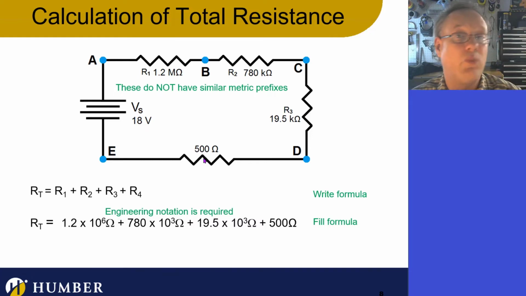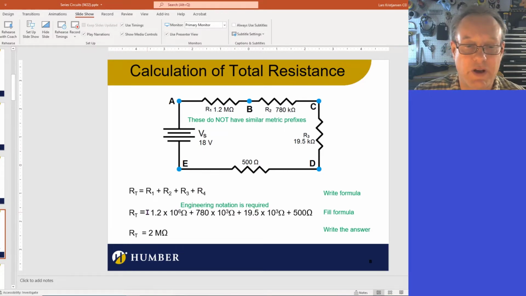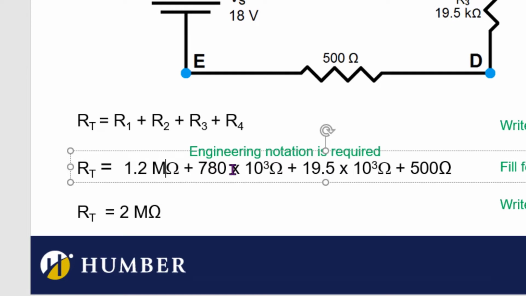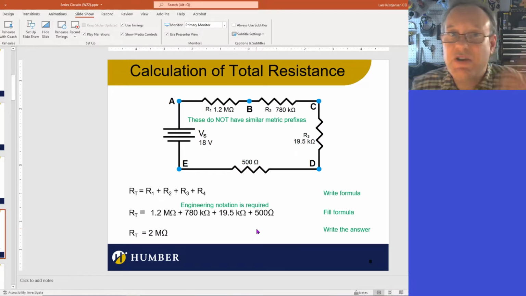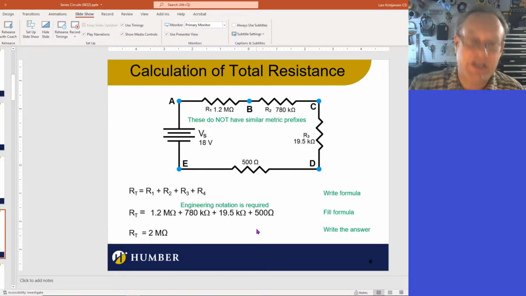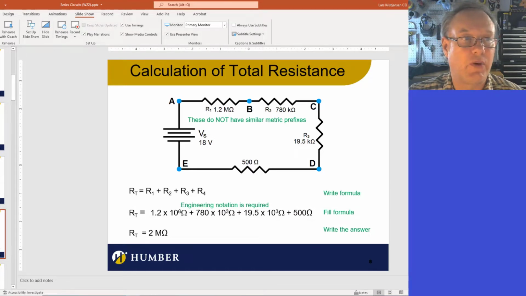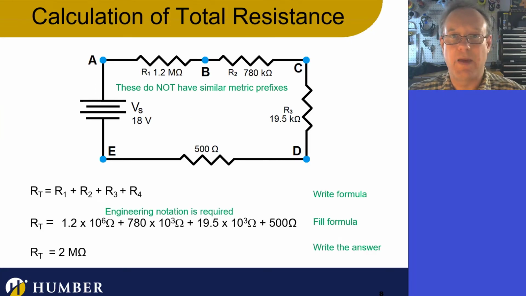Now, if you really wanted to, you could write this like this. Let me go over here. You could change this to mega. You could change this to kilo. You could change this to kilo, and you could just do that. And you can write your formula that way. But you just have to make sure when you put it in your calculator, you do it like that. Okay, moving forward, we write it down, we fill it in, and then we write the answer.